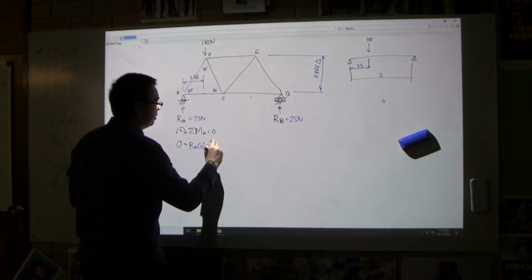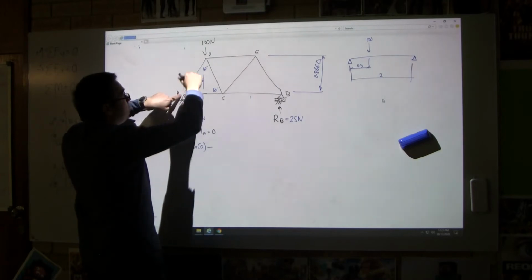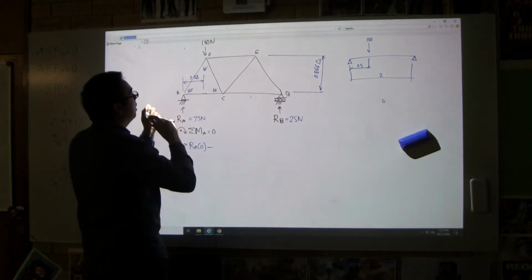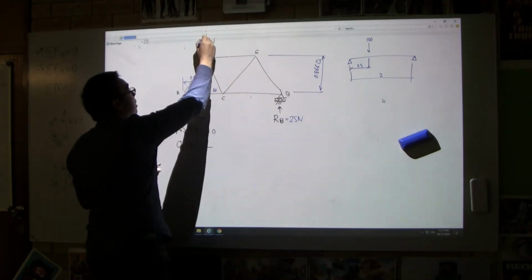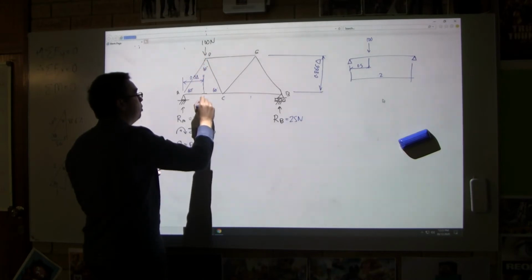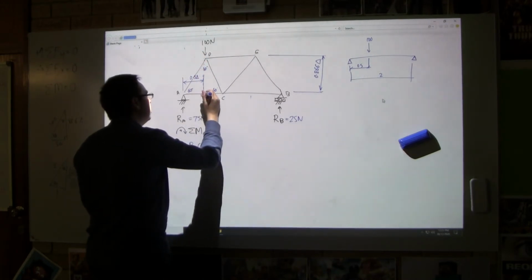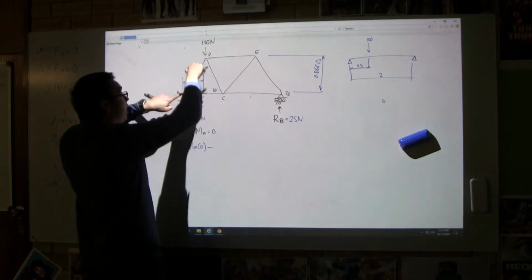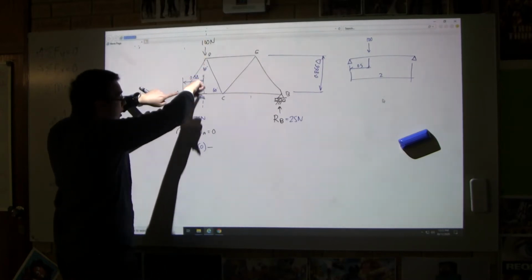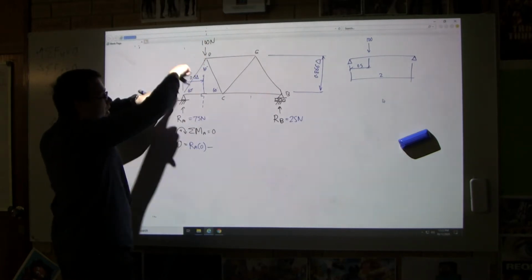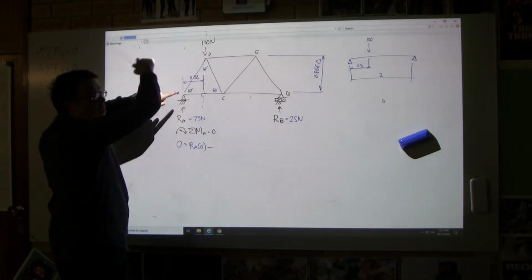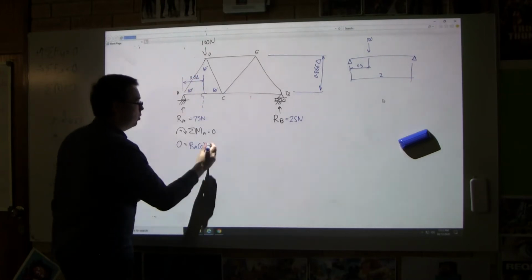100. Okay, so going clockwise or anti-clockwise relative to A. Now, it's important that we imagine this line is going all the way through, and this is its perpendicular distance here. So this force, when it's going down, which way is that going? Clockwise or anti-clockwise? Clockwise. Okay, so we're going to change that to a clockwise sign.